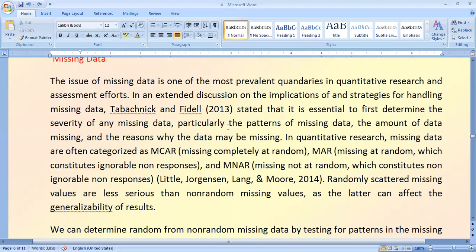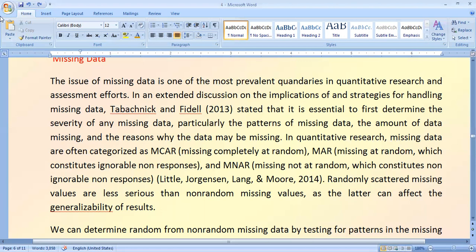The issue of missing data is one of the most prevalent quandaries in quantitative research and assessment efforts. In an extended discussion on the implications of strategies for handling missing data, Tabachnick and Fidell (2013) stated that it is essential to first determine the severity of any missing data, particularly the pattern of missing data, the amount of data missing, and the reasons why the data may be missing.